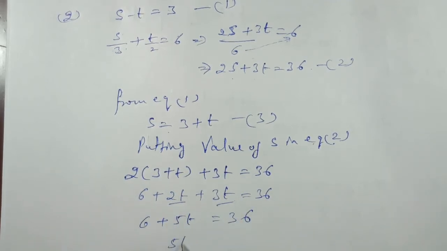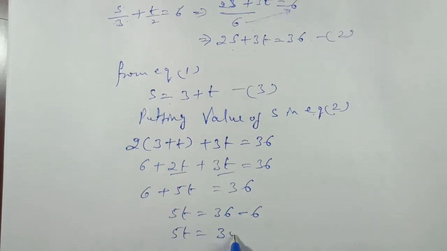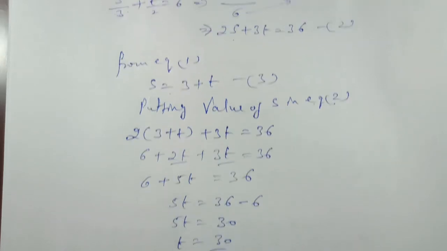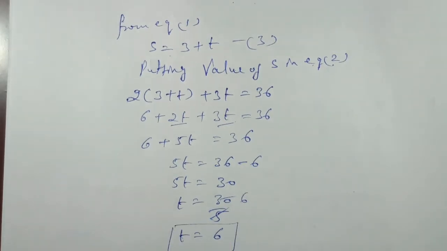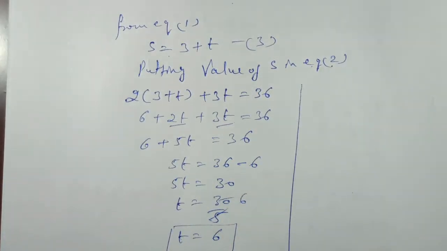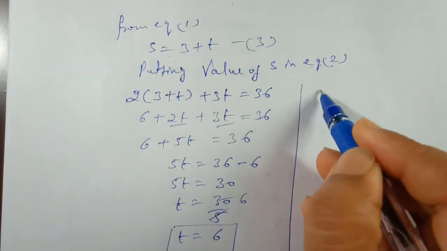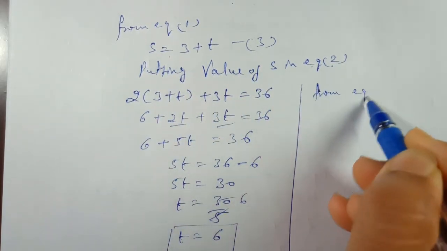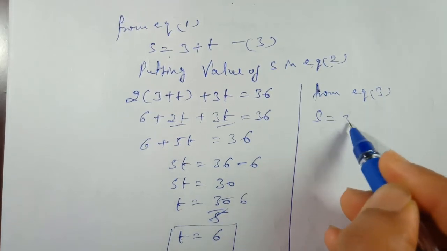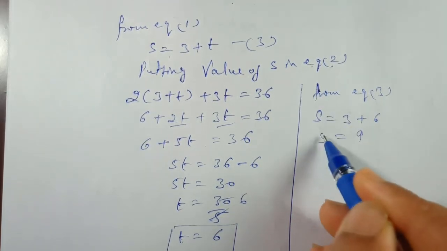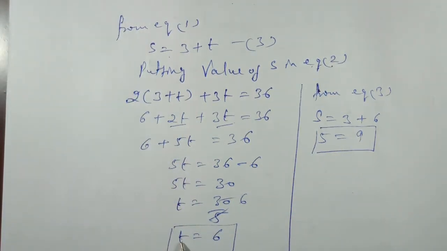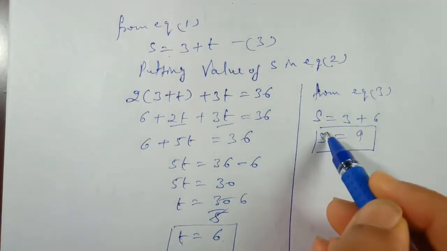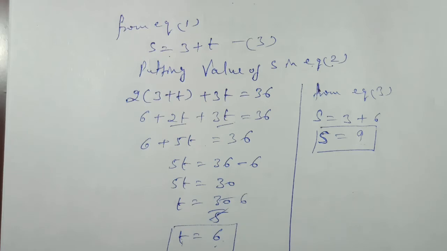Transpose 6 to the other side, it will be 36 minus 6, so it will give 30. And 5 will move to the division side, 5 sixes are 30. So we are getting the value of t equal to 6. When the value of t is 6, then from equation third we'll get the value of s. So s is equal to 3 plus 6, that is 9. So this way, we get the value of t as 6 and the value of s equal to 9. So these are the two solutions.